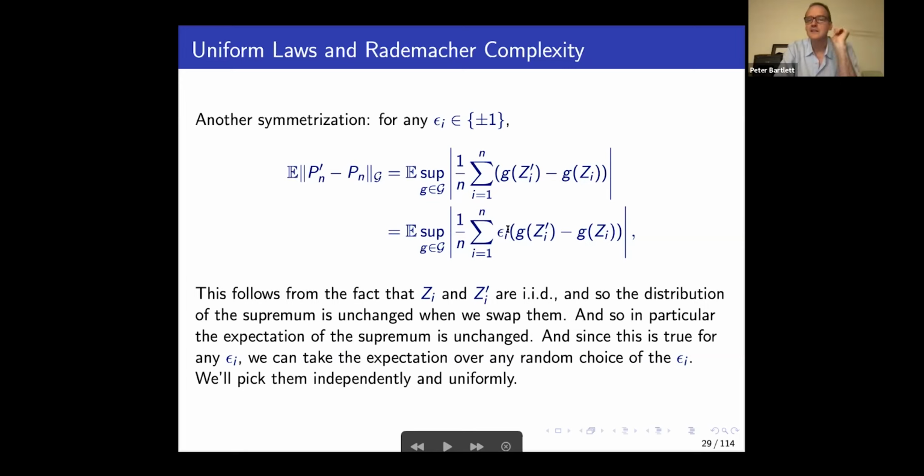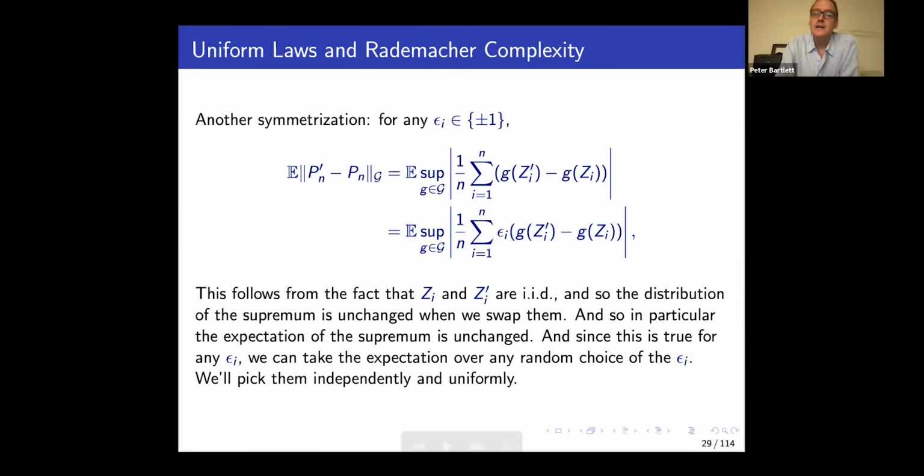Okay, so I haven't changed anything in terms of the expectation when I introduce this change of sign here. Since that was true for any plus or minus one, I could actually choose the epsilon randomly, and it's still true. I still have this equality, and so I'm going to choose the epsilon i's to be uniformly plus or minus one and independent. That means, in some sense, the zi's and zi primes really are indistinguishable. I might put one first or the other, and it doesn't make any difference.